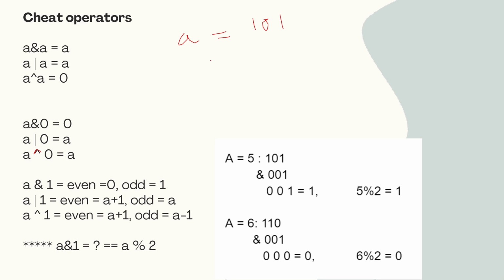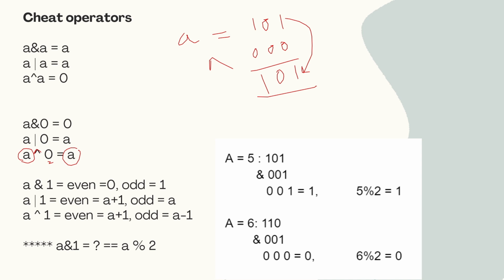and if you apply XOR with 0 0 0, XOR in the sense that if both are the same it's 0. Are both the same? No. So it's 1. Both the same? Yes. 0. Both the same? No. So 1. You got the same number again. So if you apply XOR with any number and 0, you are going to get that number only.